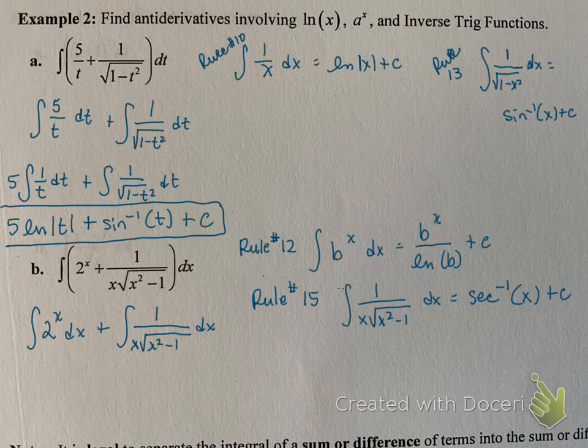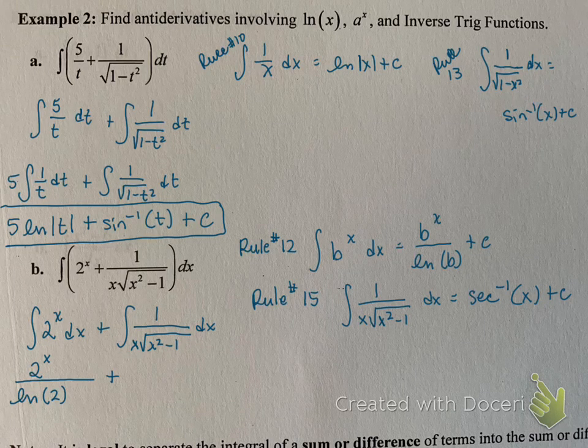So let's look at the first one. There is a rule for 2 to the x. So if I integrate that, I get 2 to the x over ln, and the base is 2, so ln of 2, and then plus c.